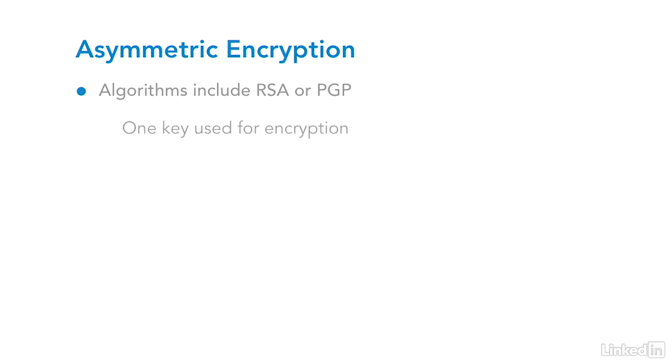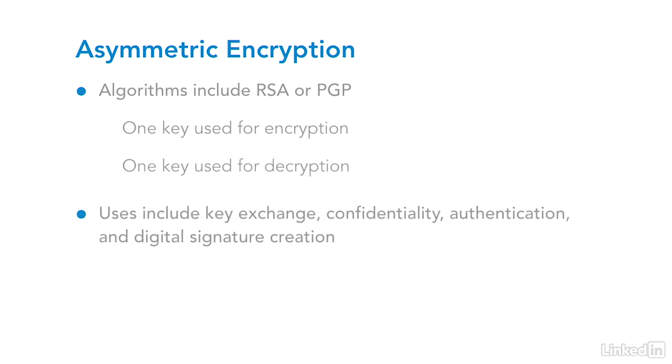Asymmetric or public key encryption algorithms include RSA or PGP, and you can use either of the keys for encryption with the other key used for decryption. Uses for asymmetric encryption include key exchange, confidentiality, authentication functions, and creating digital signatures.